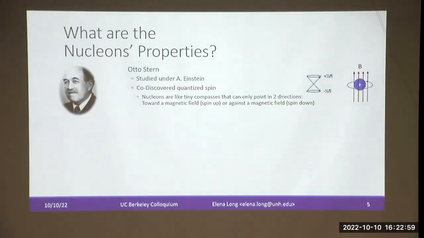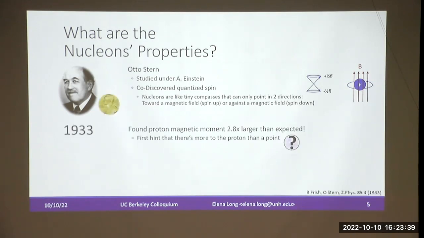So the question now that we found the proton and the neutron, the next natural question might come up: well, what are their individual properties? So work was done by Otto Stern, who actually studied under Albert Einstein, was one of the folks who co-discovered quantum spin, which is intricately related to magnetic field. One way that you can think about this is you can think of nucleons almost like tiny compasses that can only point in two directions, either along with the magnetic field, which we can consider spin up, or against it, which we can consider spin down. Because it's quantum mechanics, it's quantized, so you only have these two different spin states for a spin half particle.